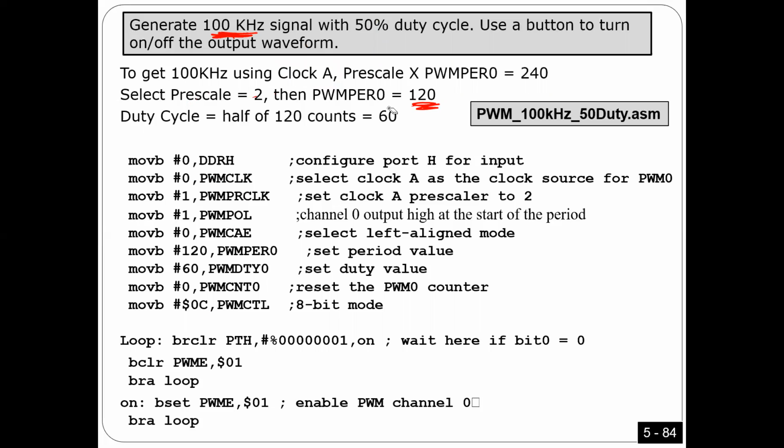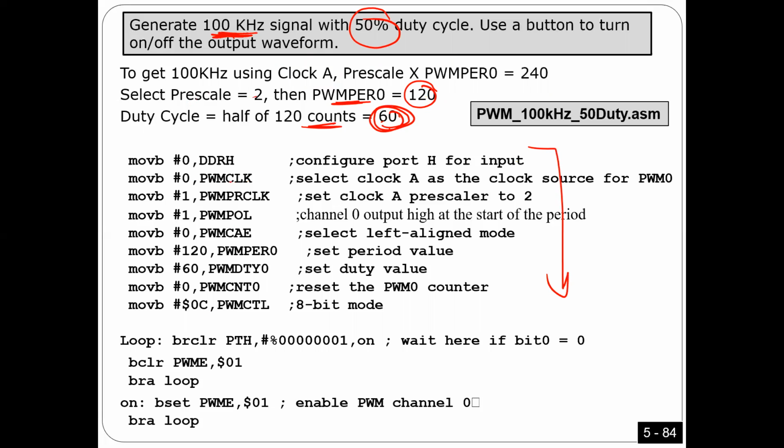Here, I need the duty cycle to be 50%. That means the duty cycle here has to be 60. Why 60? Because the period is 120, so the duty cycle should be 60 out of 120 to make 50%. Okay, so now I'm going to come to the programming, which is very easy.